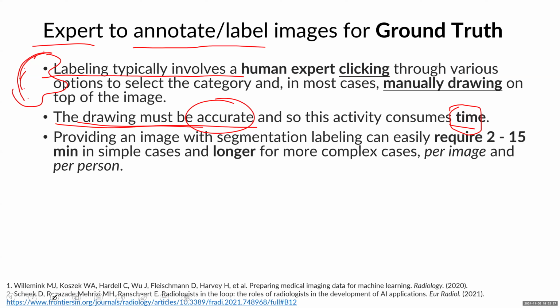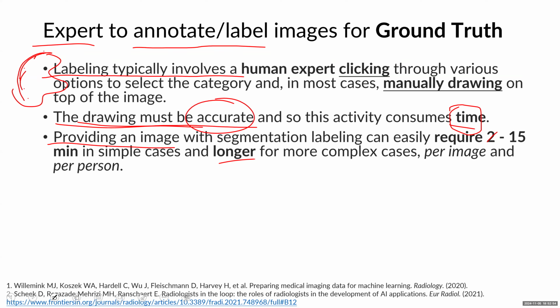All right, so it becomes better and better. Now, providing an image with segmentation labeling can easily require maybe 2 minutes, 10 minutes. Of course, 2 minutes is too naive a concept. Roughly 5, 10, 15 minutes for simple cases. And if it's longer, like when the tumors are distributed in an MRI image, or single person versus multiple people in the scene.